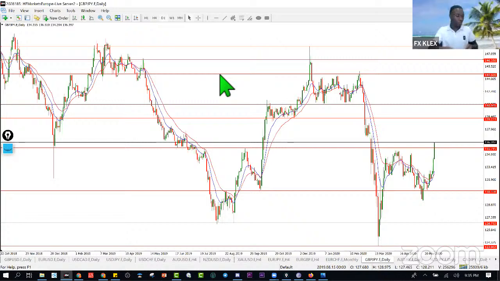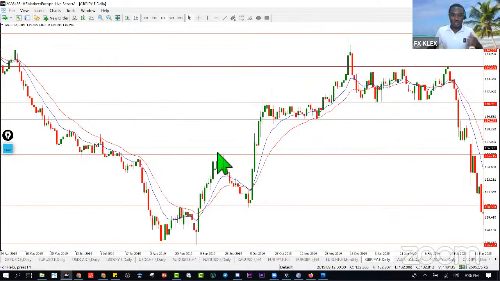Okay, good. Now there's something I want to show you guys. That is how to avoid your key level structures cutting through the bodies of candles on your charts. So right here, let's point it out.